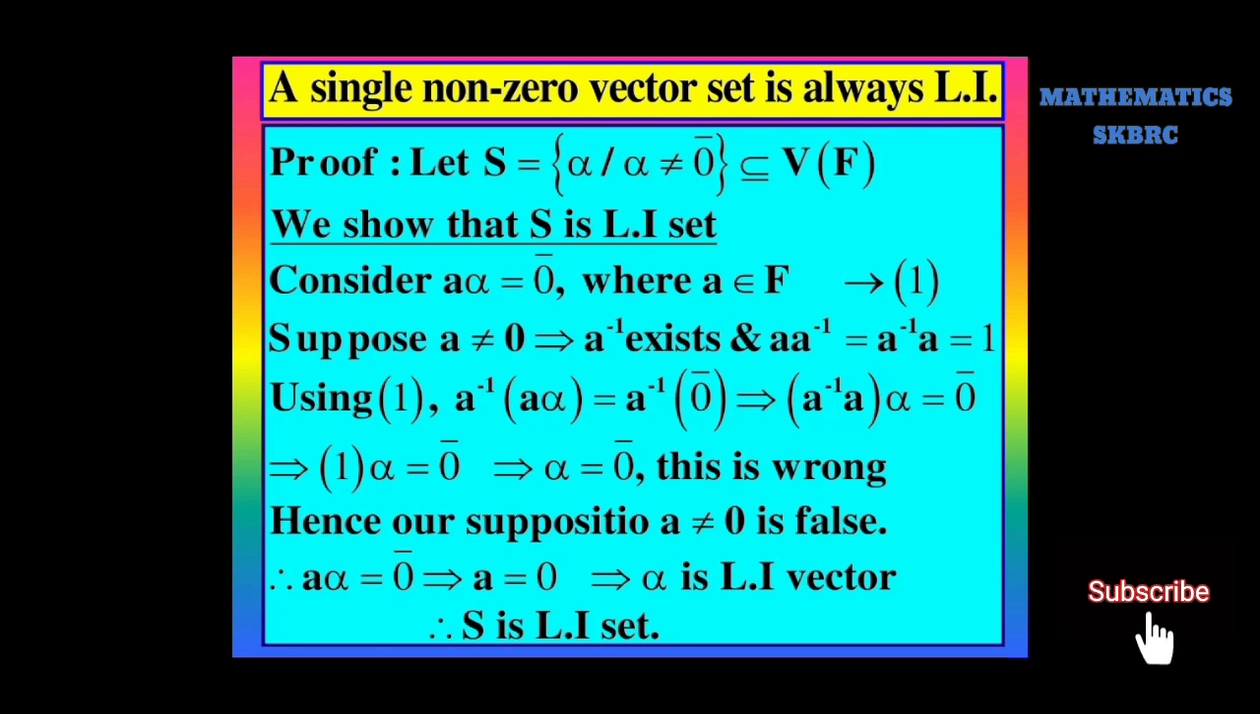This is wrong, since alpha is a non-zero vector in the set S. Hence our supposition a not equal to 0 is false. Therefore, the linear combination a alpha equal to 0 bar gives the scalar a equal to 0. Then the vector alpha is an LI vector in S. Hence, the set S is an LI set, hence completed the result.